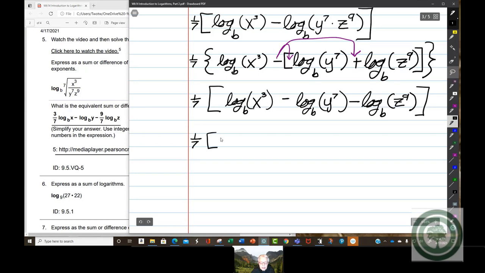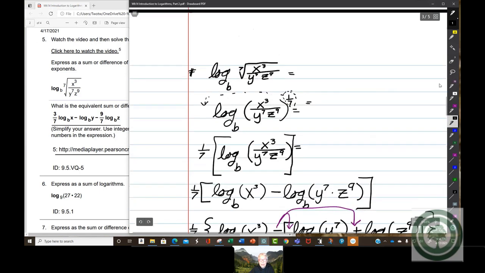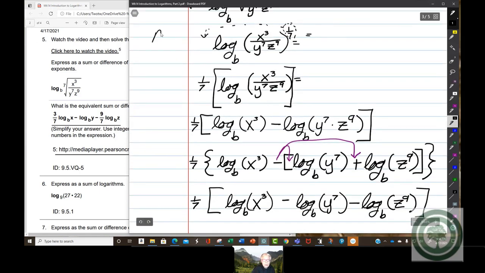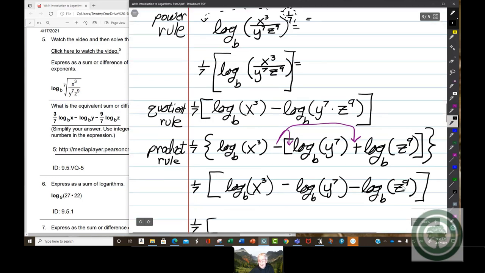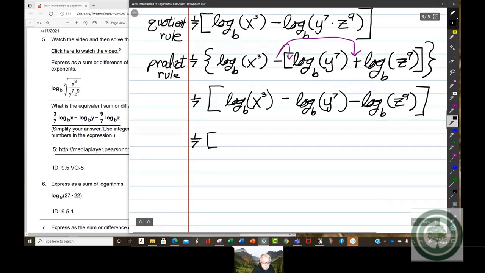One seventh. Yes, now we're going to use, in fact, I should go back up here and write from the beginning. Here we're using the power rule. Here we're using the quotient rule. Here, we're using the product rule. Now we're using the power rule again. This is just distribution. Call it distrib. Now we're going to use the power rule again. Power rule.